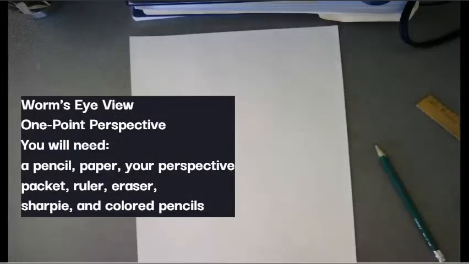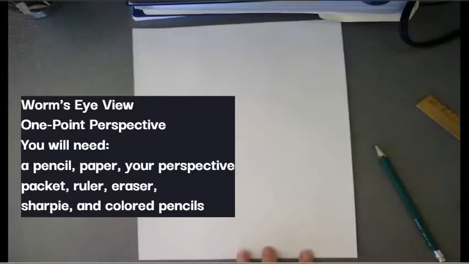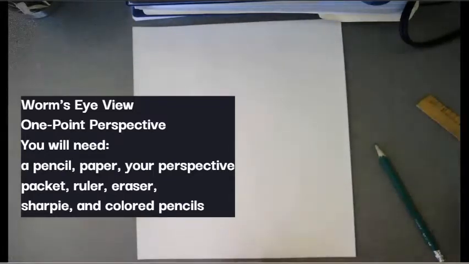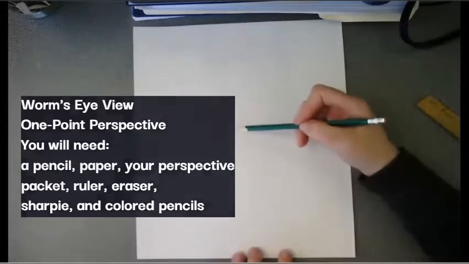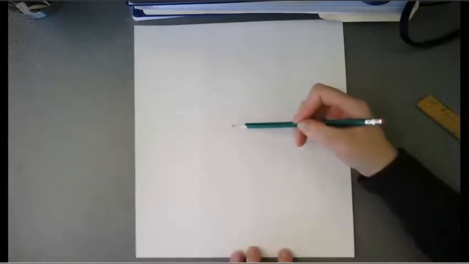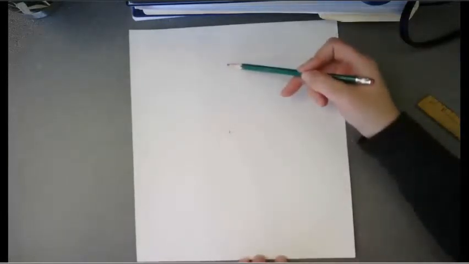Okay everyone, I'm going to show you how to draw from a worm's point of view. So if you're watching this video, you chose to draw from a worm's point of view. I'm going to start by making my vanishing point about in the middle. You don't have to make yours in the middle. You can make it up higher if you'd rather. It's up to you and how you want to view it and what your plan is. So I make mine in the middle.